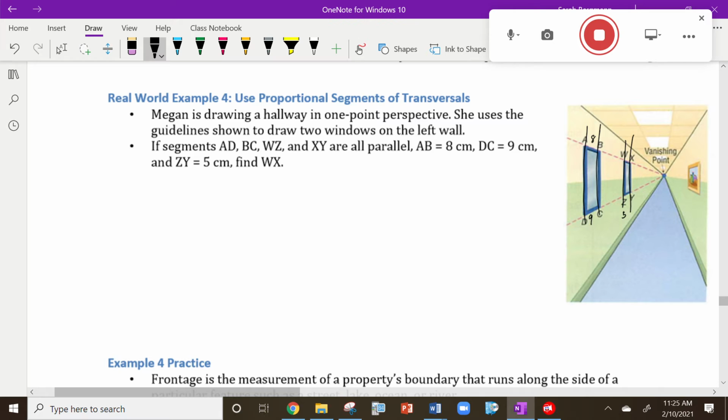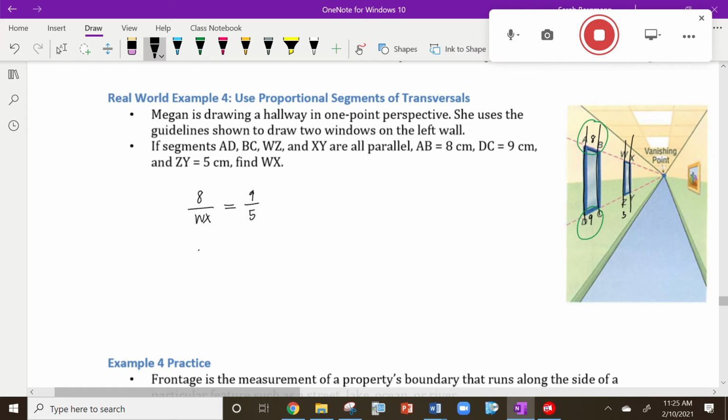So we're going to look at one transversal at a time. Let's look at this top transversal. I know that 8 over WX will have to be the same proportion as 9 over 5. Notice that I took this numerator, 8, from this first window on the left. That means I needed to put 9 in the numerator as well.